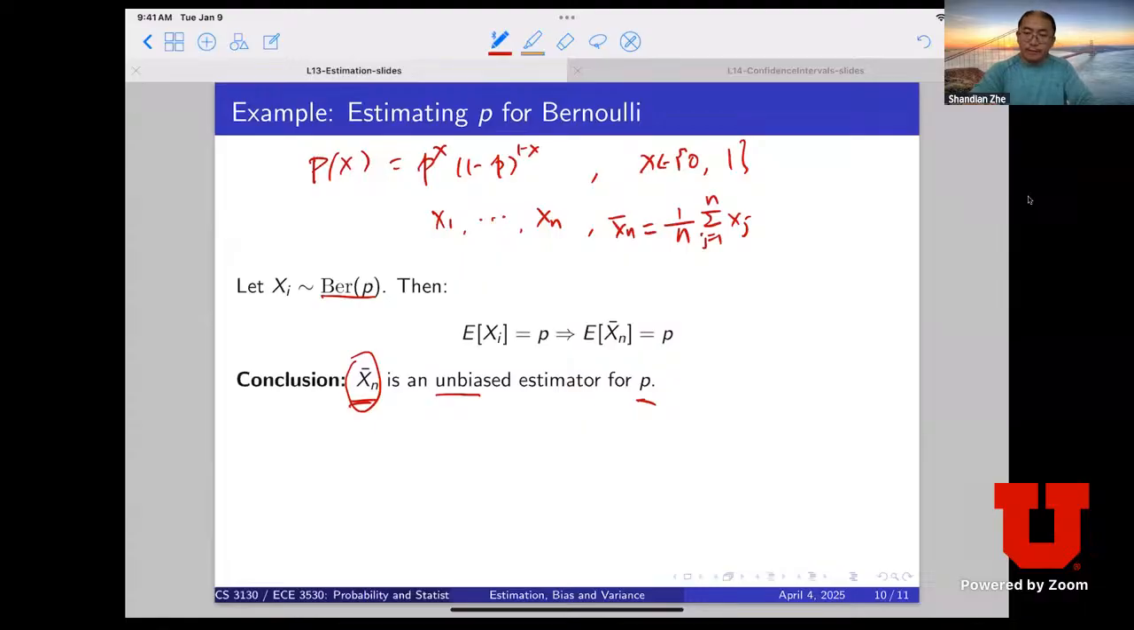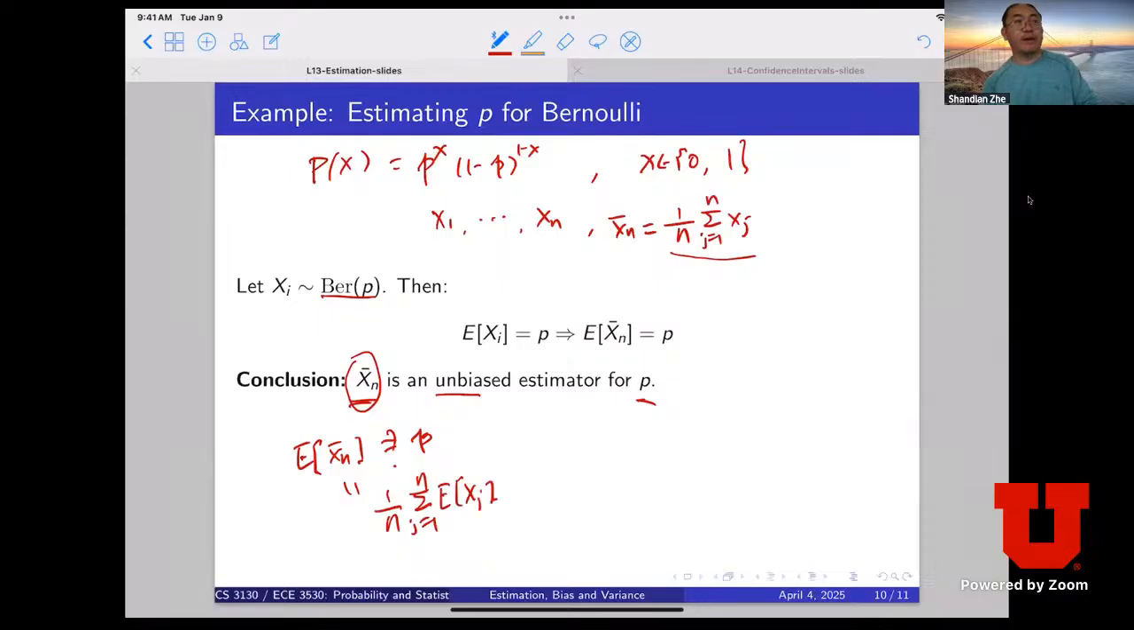Why is this correct? We would like to verify through the definition, right? So we just need to check whether the expectation of our sample mean is p or not, right? So the expectation of the sample mean is defined as here, right? We know that it is just the average of the expectation of each individual random variable, xj, right?